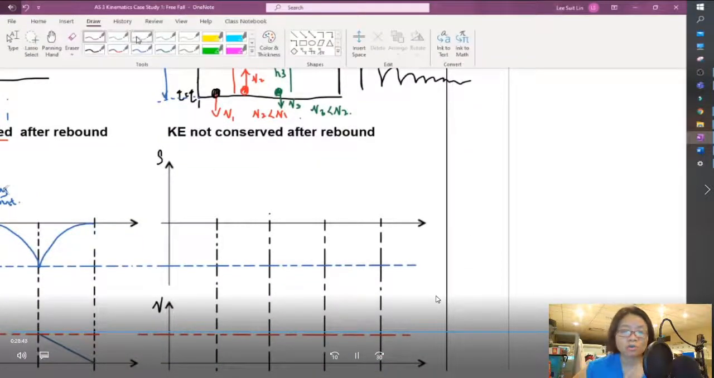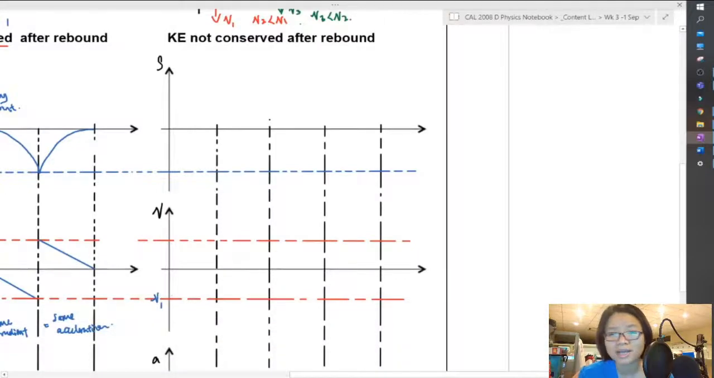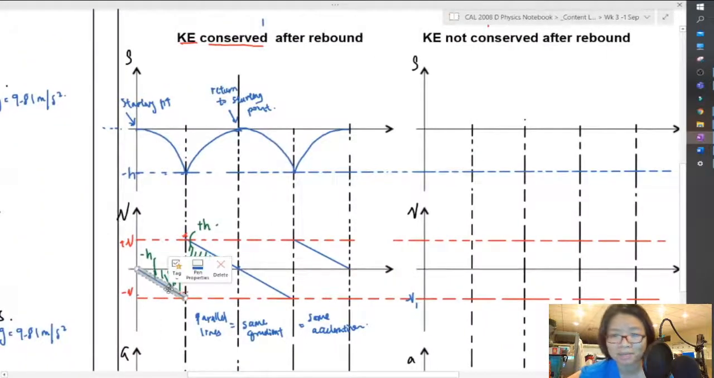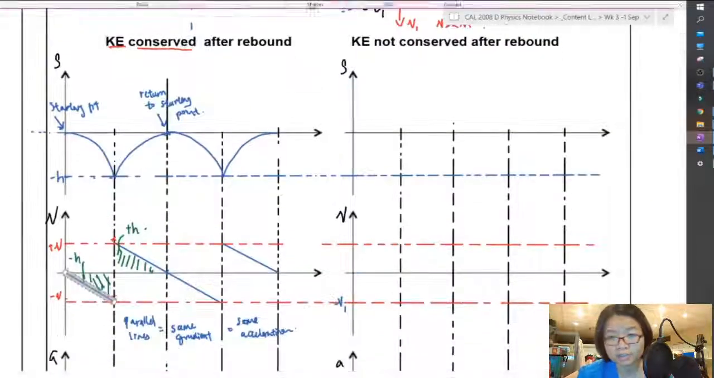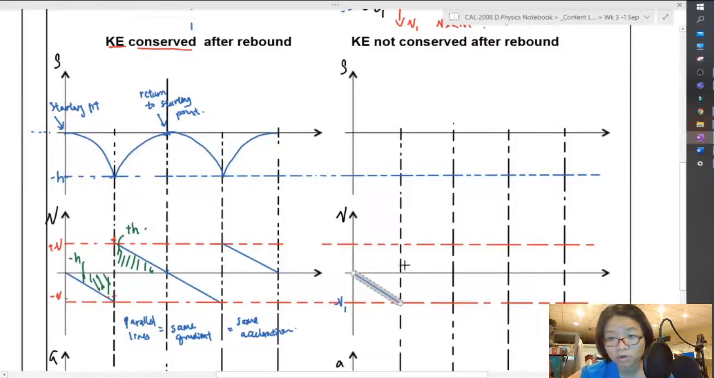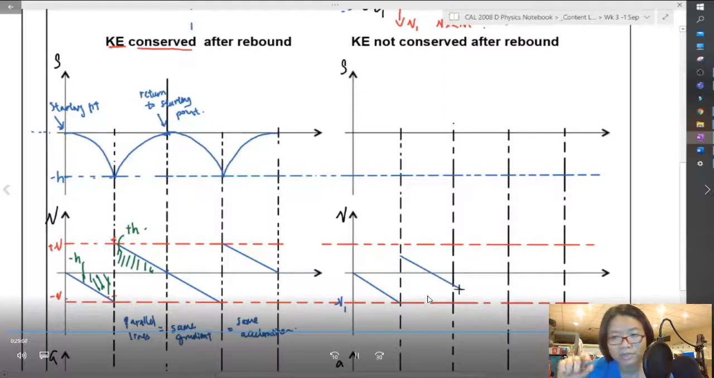Alright, I'm not going to prove that this is a geometric progression because there's just too much maths, although I quite like maths. What I'm going to do is just draw the s-t and the v-t graph. Now, the a-t graph will still be the same. Why? Because acceleration is linked to force, and the only force acting on the ball so far is just gravity. The only part where it's not gravity is when it hits the floor for a short moment in time.